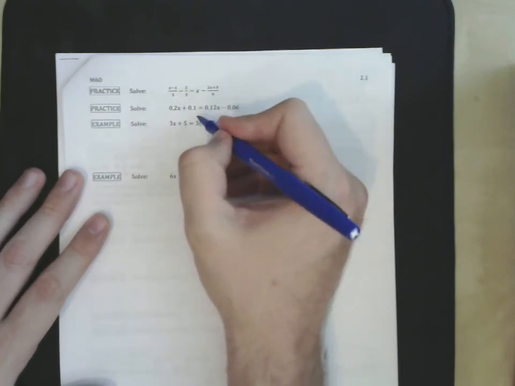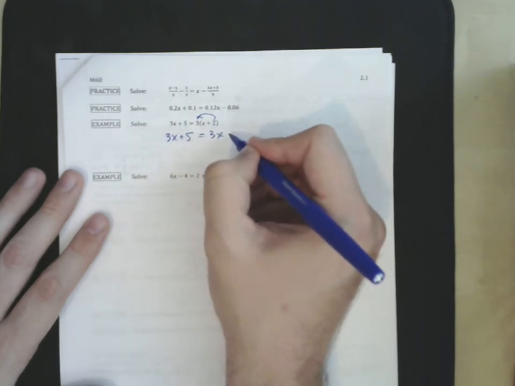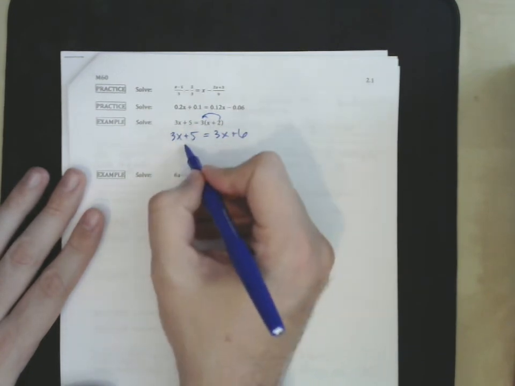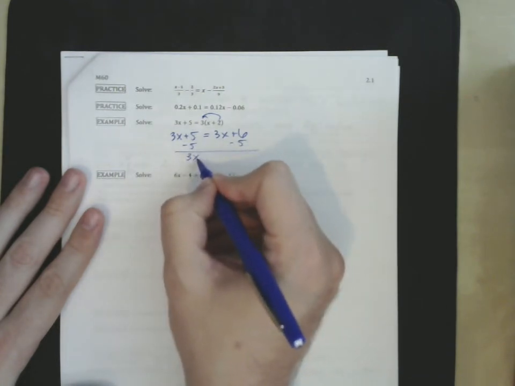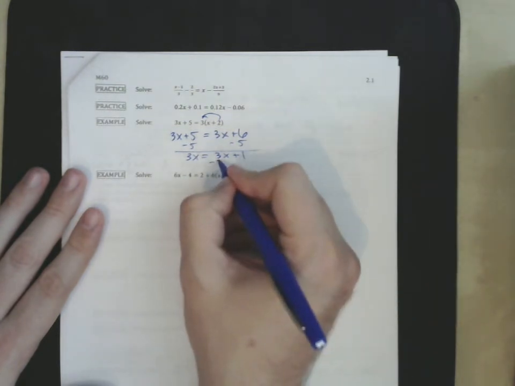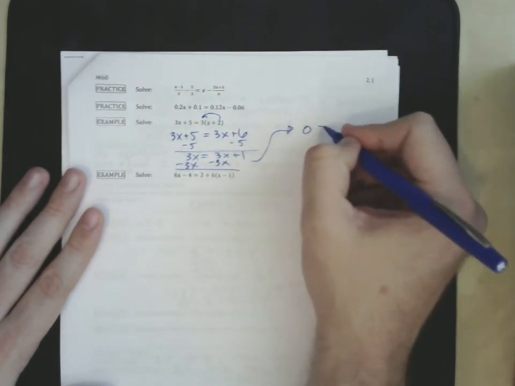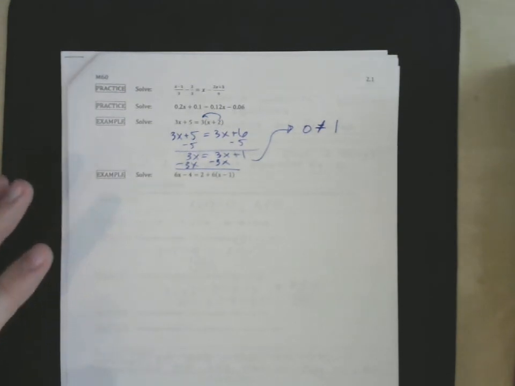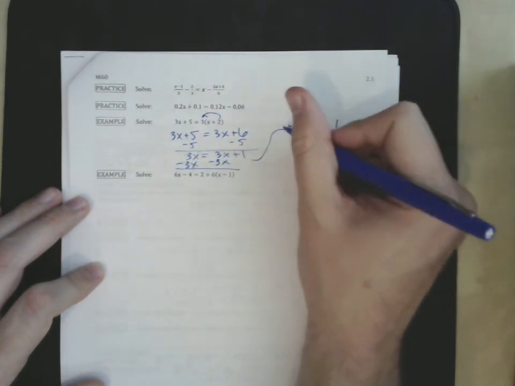So this first one, just following our steps, we need to distribute the 3. And we have 3x plus 5 equals 3x plus 6. Now, here, if we subtract 5 from both sides, we get 3x equals 3x plus 1. Well, the only other thing we can do next is subtract 3x. And when we do that, we get 0 equals 1. Now, we all know that that's not true. And so this is an equation that has no solution because we have a false equality.